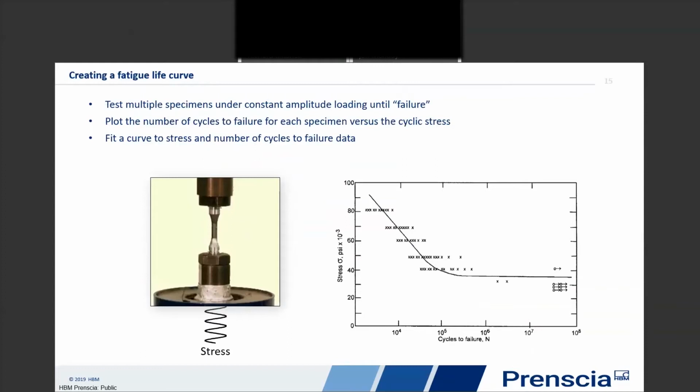Jump ahead 150 some years, and what we do today is we create test specimens of materials, and we put them in a test rig under either load application or displacement application cycles, and we count cycles to something that we deem to be failure, whether it's breaking the specimen or a load drop off or a visible crack. And we take all that test data and we put it on a plot and we fit a curve to it. Sounds familiar, doesn't it?